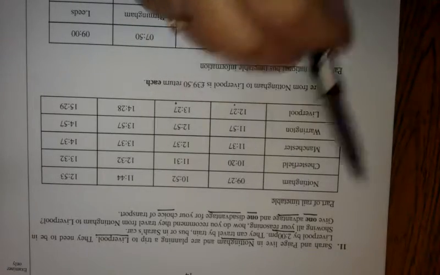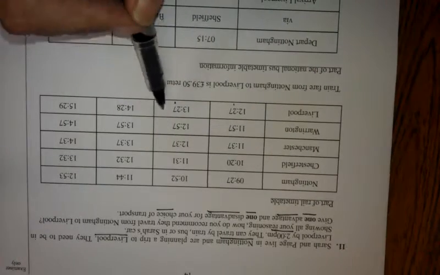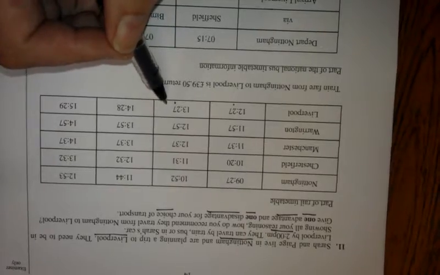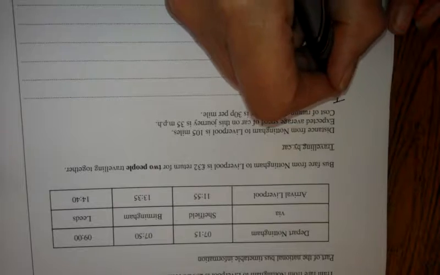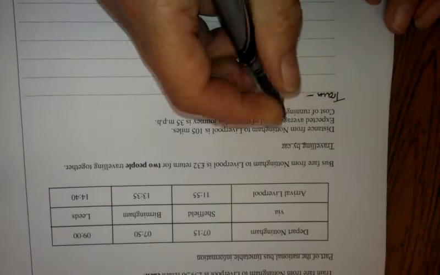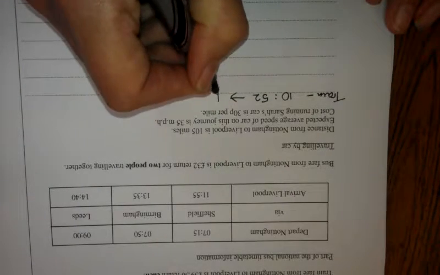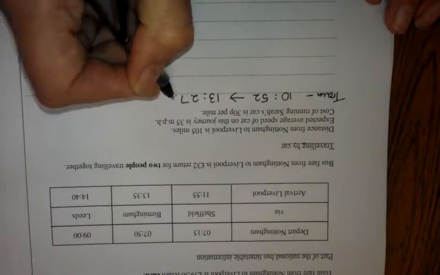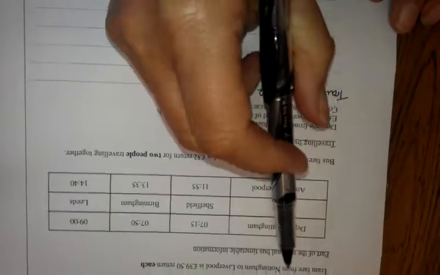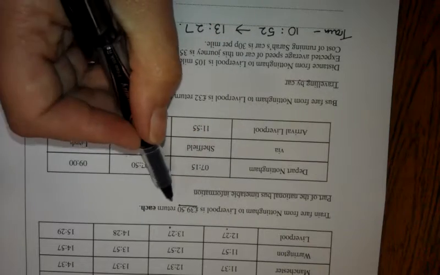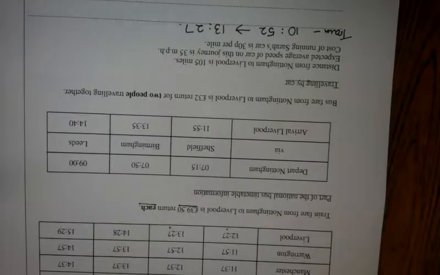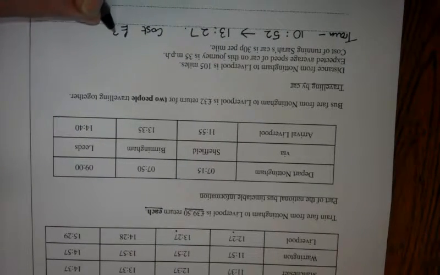So the part of the rail timetable, okay, if they want to be in Liverpool by 2 o'clock, I would say, let's do it by train. We could catch the 10:52, and that would get there at 13:27. We need to see what the cost is, and if we read there, it says the train fare from Nottingham to Liverpool is £39.50 return each.